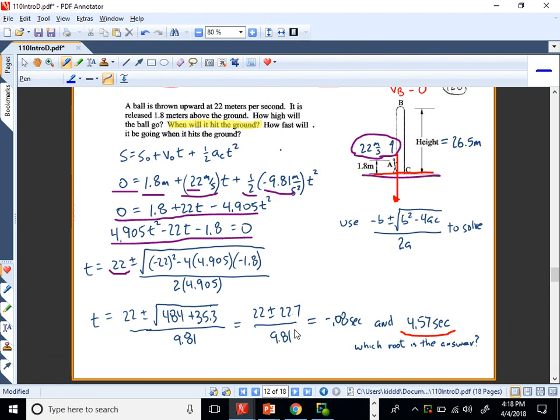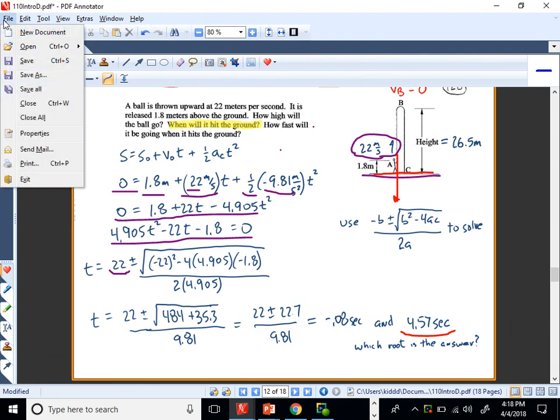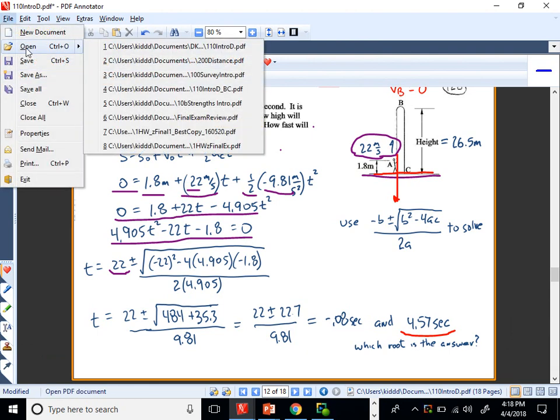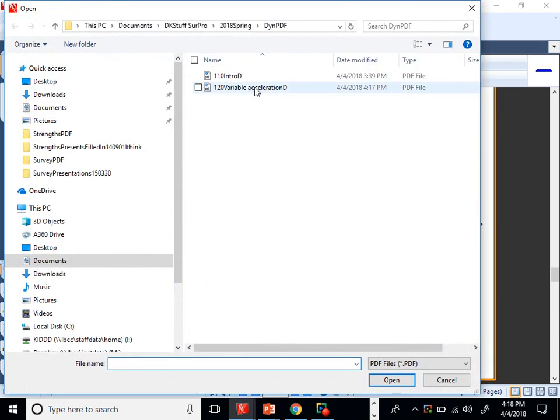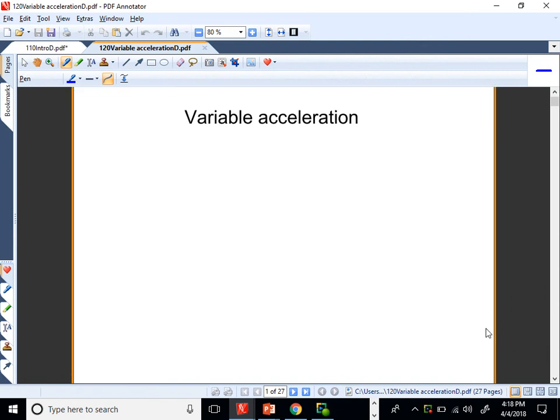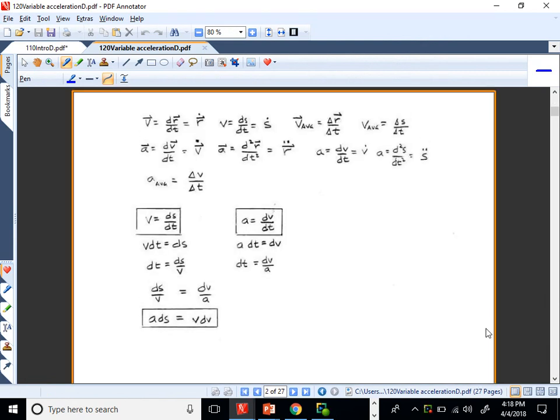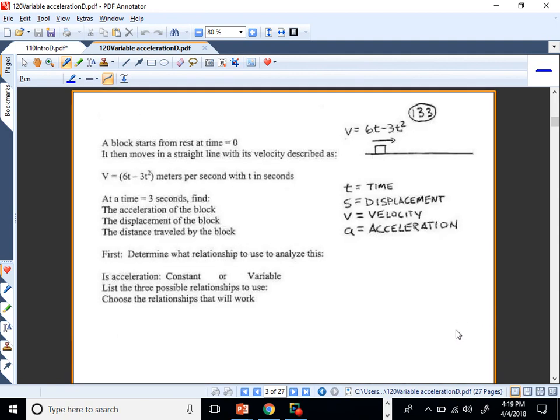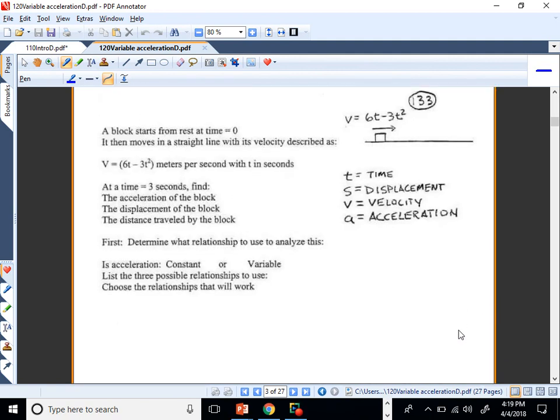All right, so that's a bit on constant acceleration. Let's have a look here at variable acceleration. All right, and boxed in there are the basic relationships that we can use. So we've got v is ds/dt, a is dv/dt, and a ds is v dv. So once again, there's three equations that you can use. So let's look at a couple examples here.